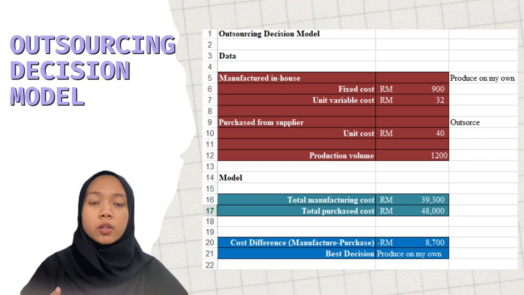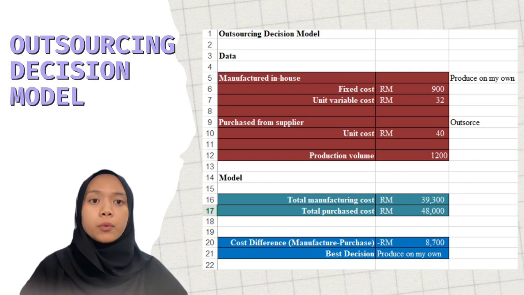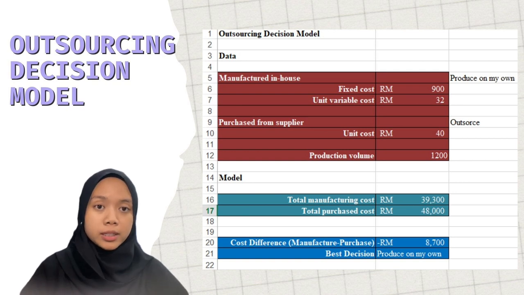The whole manufacturing cost, if we create it on our own, is $39,300, but the total buying cost if we acquire it from the supplier is $48,000. The difference in cost between manufacturing and purchasing from a supplier is around $8,700, which is the entire amount that we may save if we make it ourselves rather than purchasing from a source. However, the outsourcing choice must be explained if our organization wishes to outsource while still being profitable.